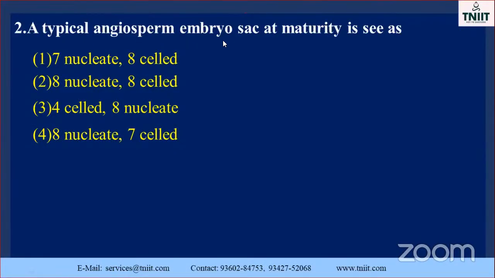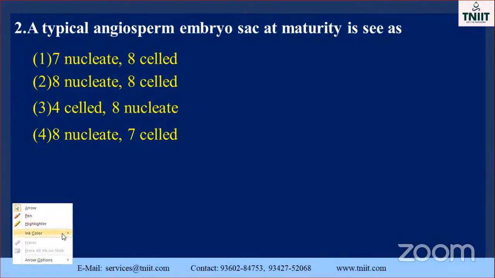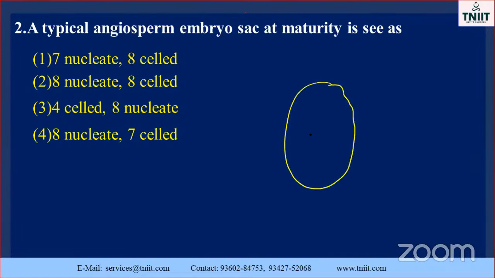The typical angiosperm embryo sac at maturity is, as we only just saw, how many nucleate? How many cells are there? The same process once again. How many nuclei are there? Nuclei are 8. How many cells are there? 7 cells are there. Don't forget, it's the mature embryo sac.